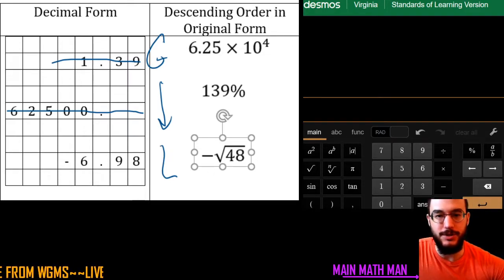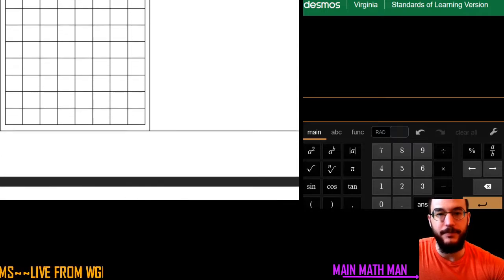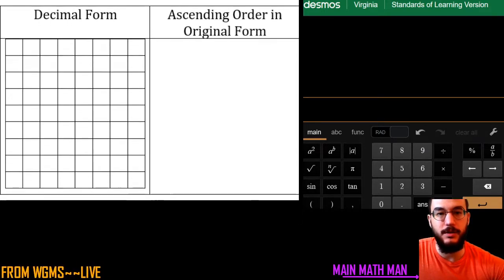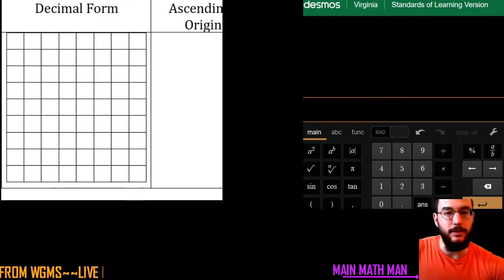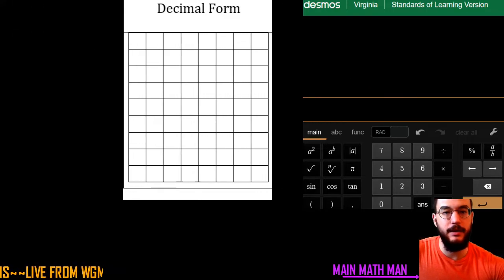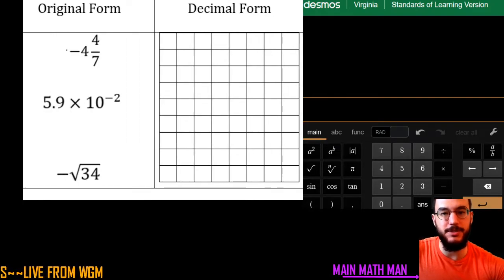So again, make sure you're seeing how those work. As always, make sure you can pause, rewind, replay for yourself. And so for this last one, line it up for us. That way you can see where we're at. So again, I have my decimal form in the center and my original on the left.